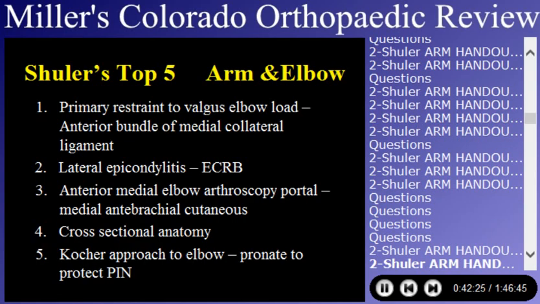Top 5, arm and elbow. Primary restraint to valgus elbow load, anterior bundle, medial collateral ligament. Okay. Lateral epicondylitis, extensor carpi radialis brevis. Anteromedial arthroscopy portal, medial antebrachial cutaneous nerve. Always know cross-sectional anatomy and review that. Kocher approach to the elbow, you pronate to protect the PIN.